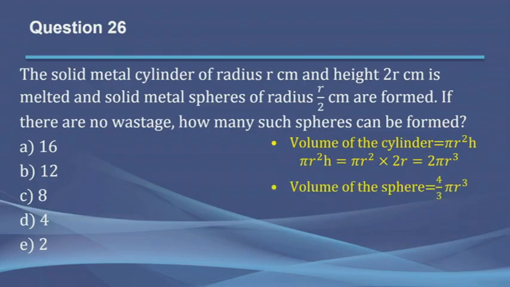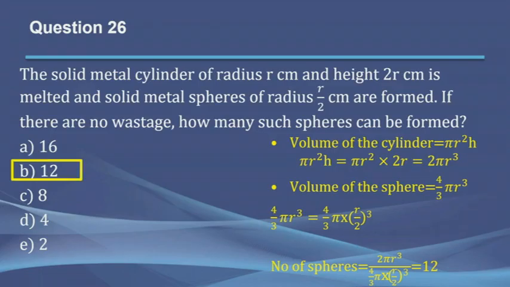Next we are going to find the volume of the sphere. In order to find the volume of the sphere, we use the equation: volume of the sphere equals 4 over 3 times pi multiplied by r to the power 3. Here also, since the radius of the sphere is given as r divided by 2, we substitute that. Finally we come across the volume of the sphere. So how can we find the number of such spheres that can be made from the metal cylinder? In order to do that, we divide the volume of the cylinder by the volume of the sphere. Finally we end up with the answer as 12.